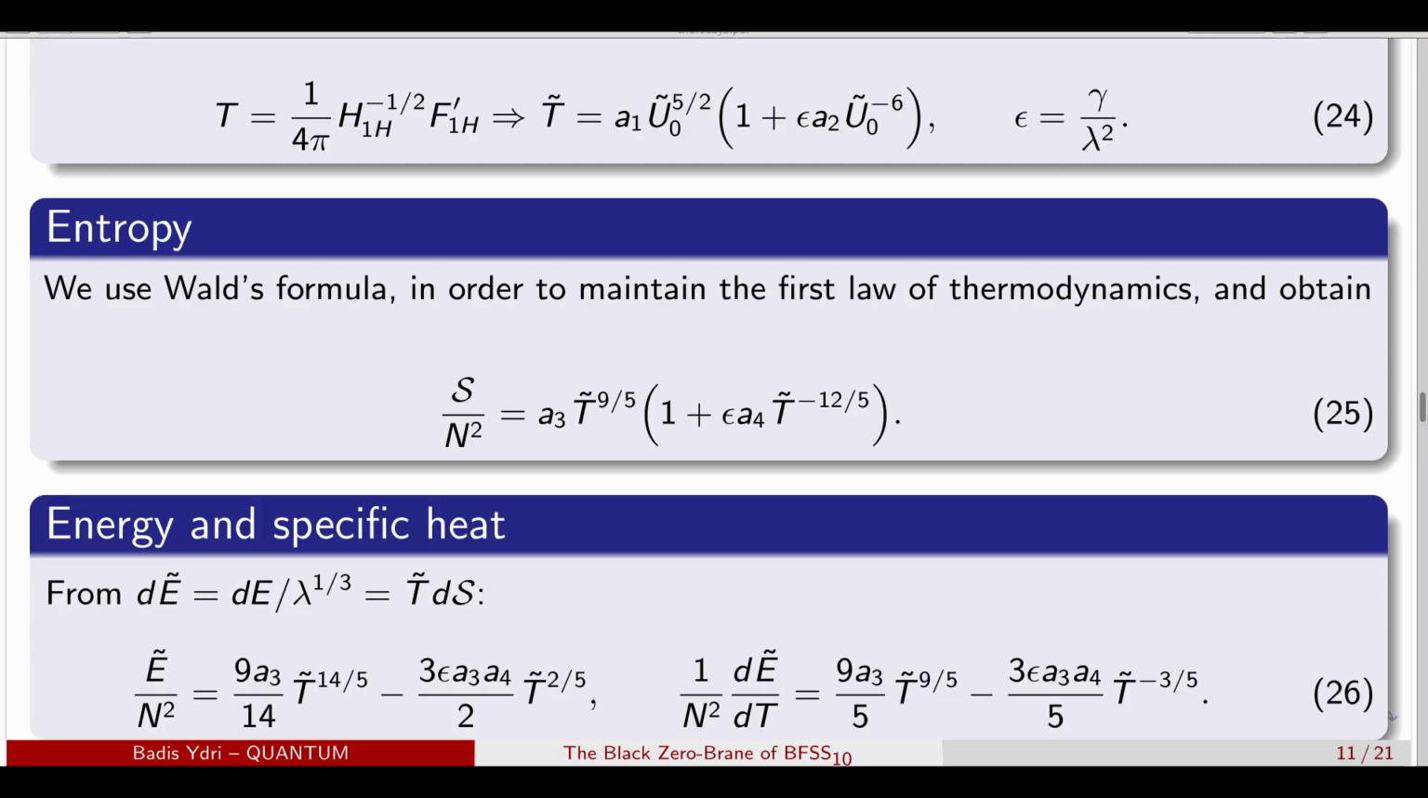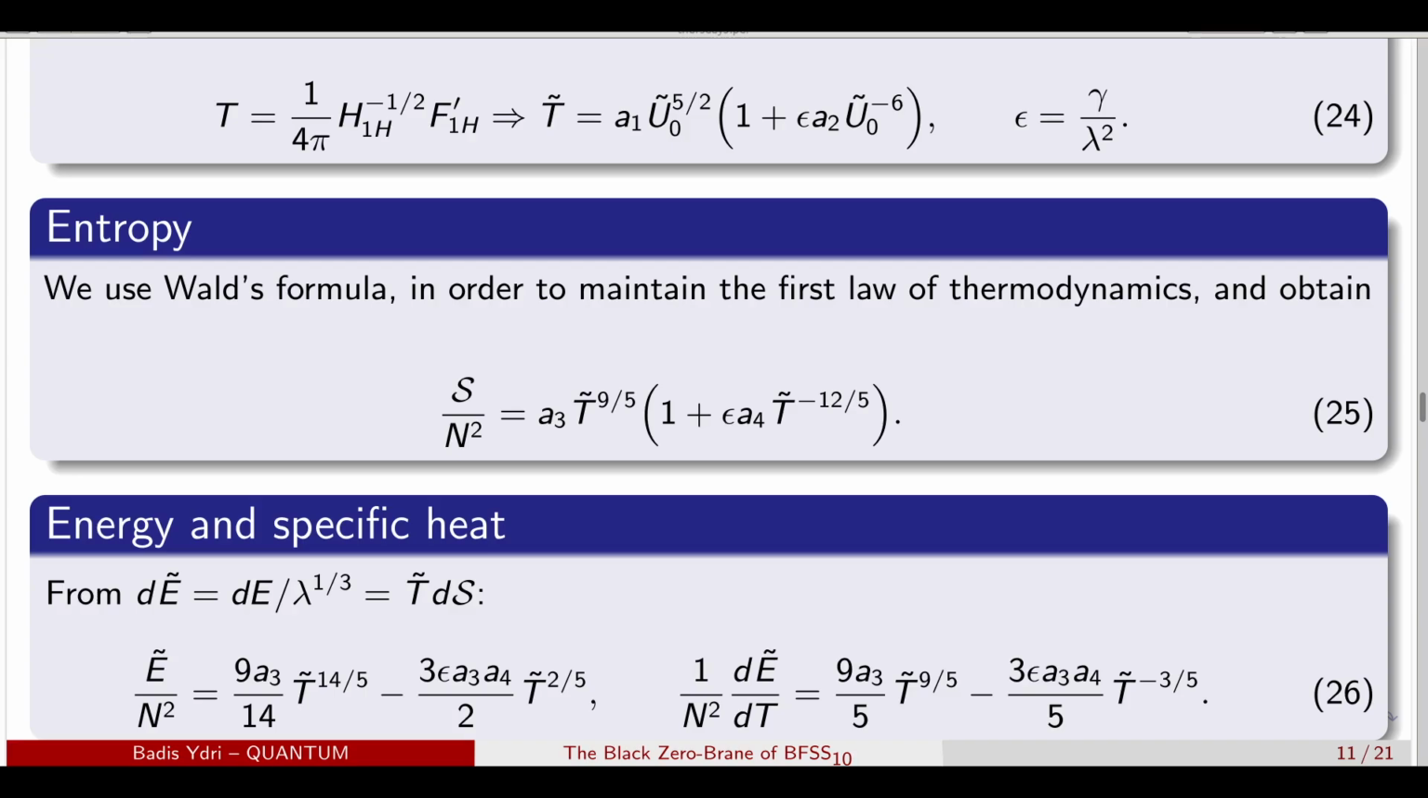Finally, the energy and specific heat follow from the first law, dE equals TdS. They are given in equation 26. The second term, which carries the negative sign, represents the one-loop quantum gravity correction to the thermodynamics. These results show that quantum effects reduce both the energy and the specific heat at low temperatures, leading to deviations from classical supergravity that can be compared directly with lattice Monte Carlo results from the BFSS matrix model.